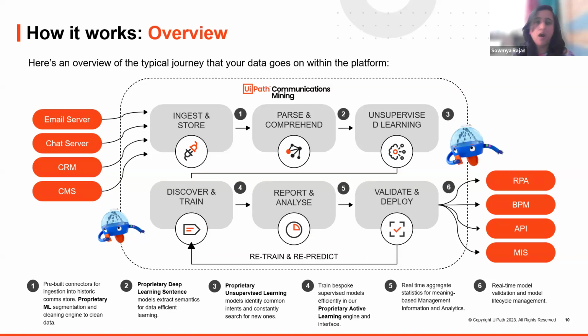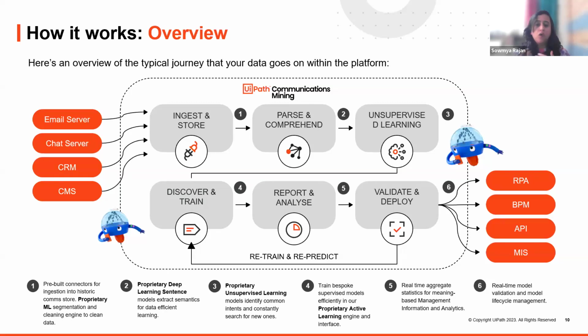A typical journey of how your data goes into the platform and comes out. Okay, so here you can see the data is ingested by whatever means, maybe email, a chat server, or a CRM. It ingests all this data and stores it, and then it parses and comprehends. It understands what these emails are all about. It applies unsupervised machine learning, and it discovers and trains. It understands what kinds of emails there are, and then groups them into a single cluster based on similarity. It also forms a report and analyzes these communications in the form of graphs.